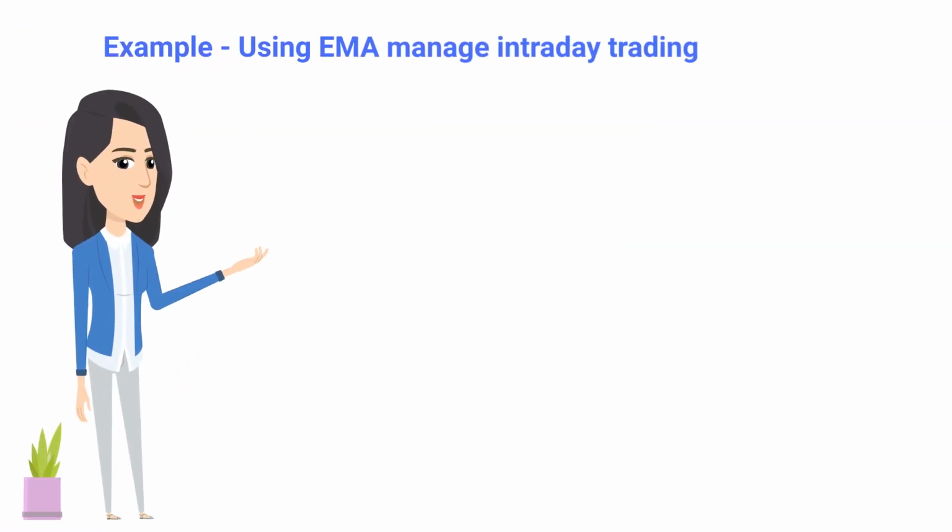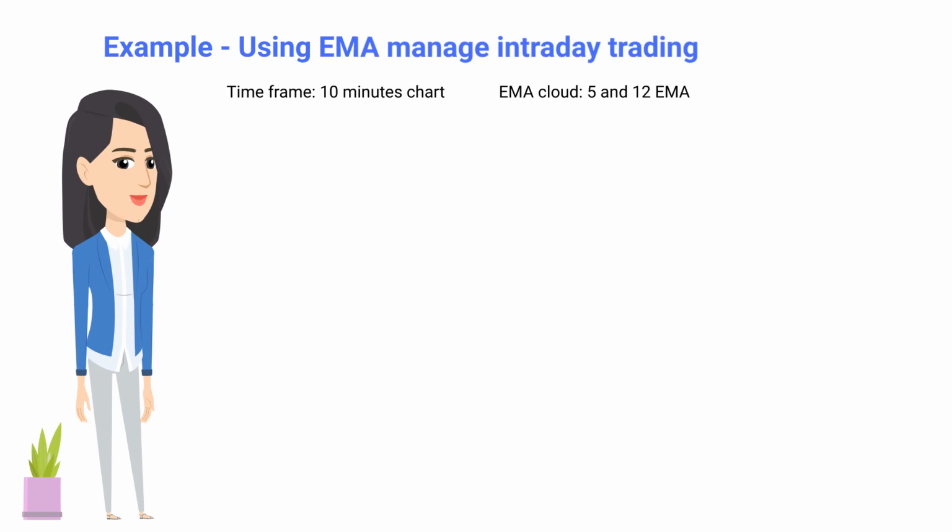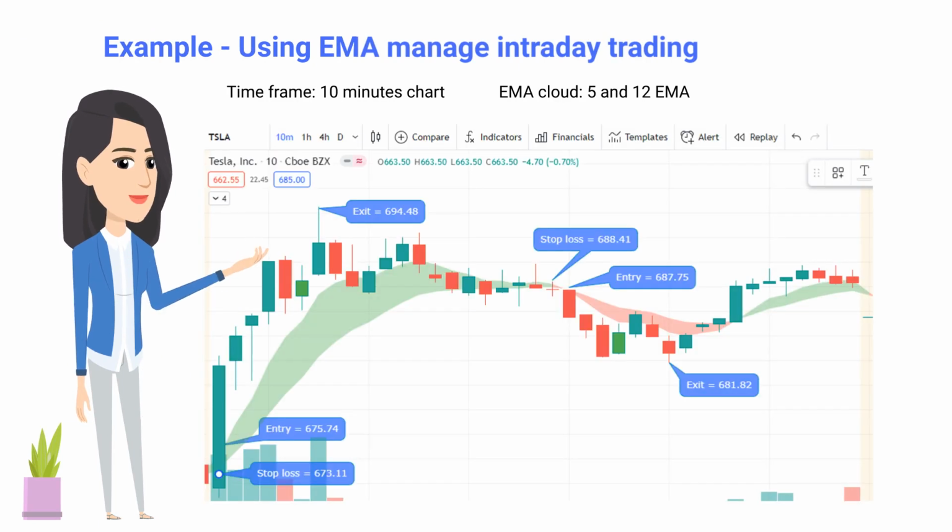Some of you may notice that in the first trend change trading opportunity, the stock jumped almost 20 points from our entry at $675.74 to $694.48, and the trade provides a risk to reward ratio of 1:7. However, in the second trend change trading opportunity, the stock dropped only 6 points from our entry of $687.75 to $681.82, but that trade provides a better risk to reward ratio of 1:9.